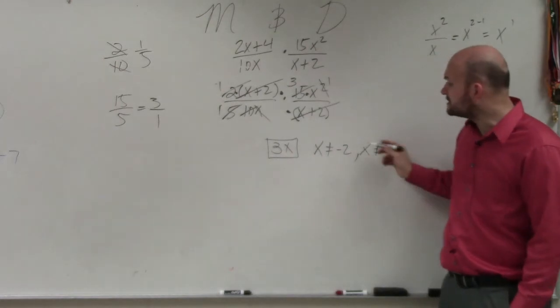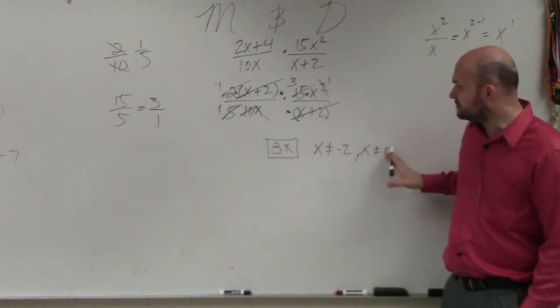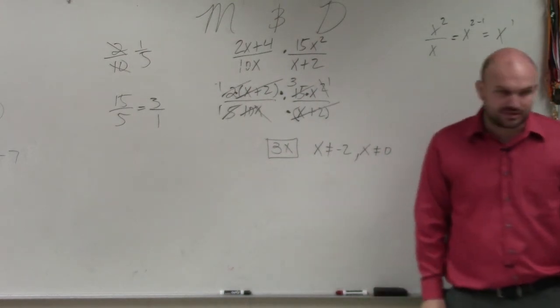So it's very important for you to know the difference when x is going to equal -2 and x equal to 0. But your final simplified answer is just going to be 3x.